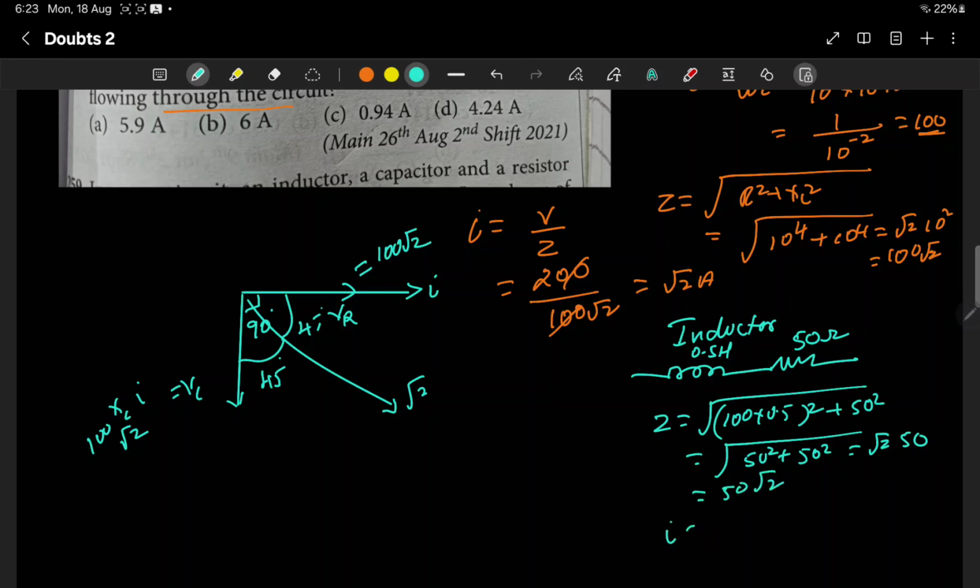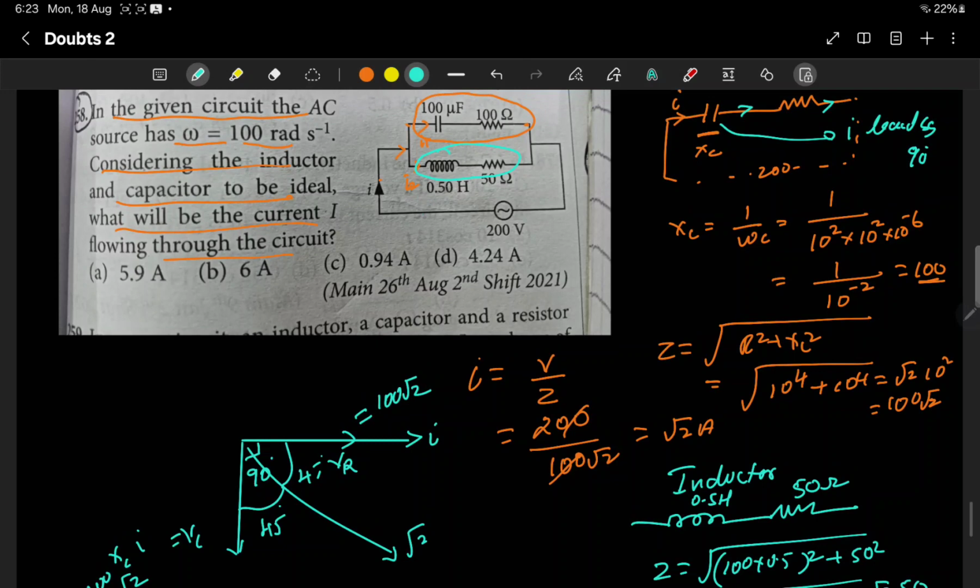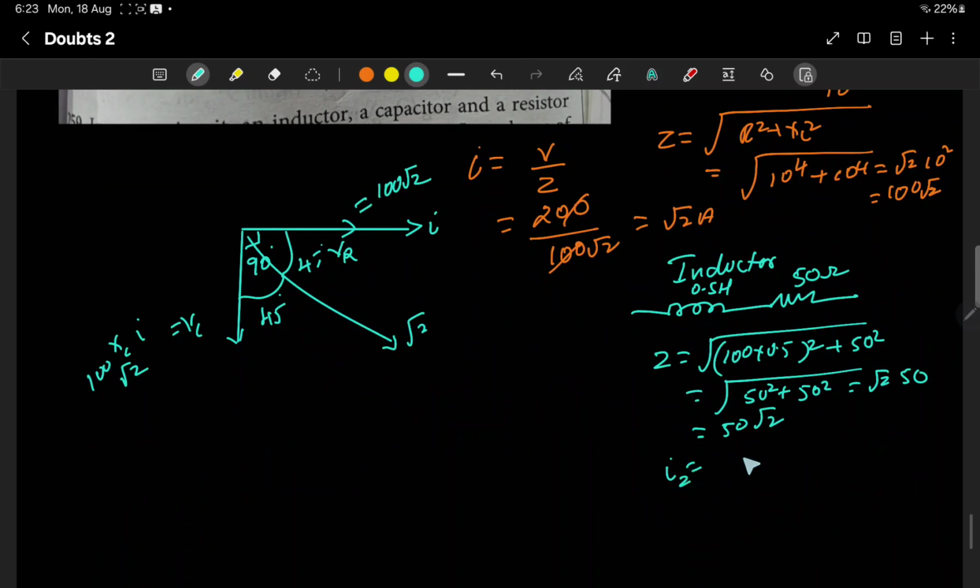So here the current will be equal to what? We wrote this as I2. So I2 will be equal to V by total Z. V is again 200, so it is 200 by 50 root 2. Cancel it, cancel it. Here you will get 4, so we will get 2 root 2 ampere. Okay, so we are getting 2 root 2 ampere.